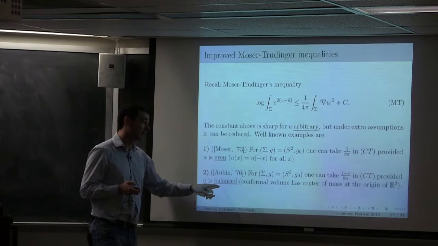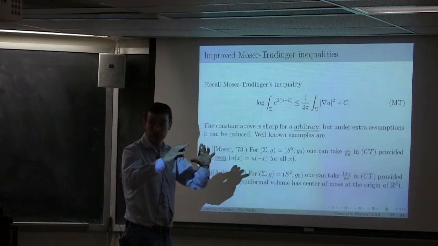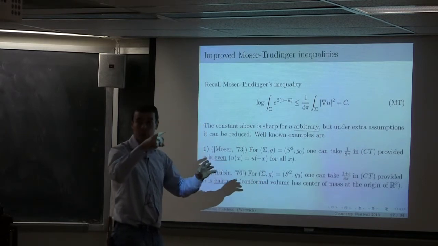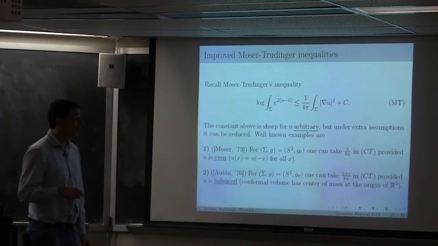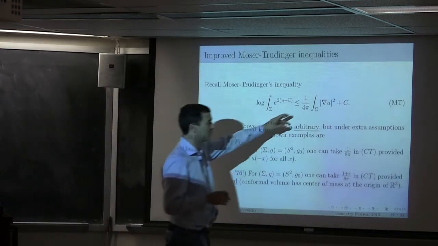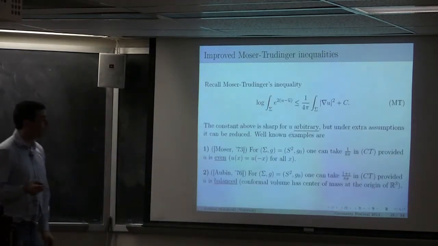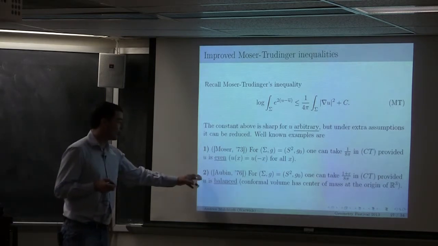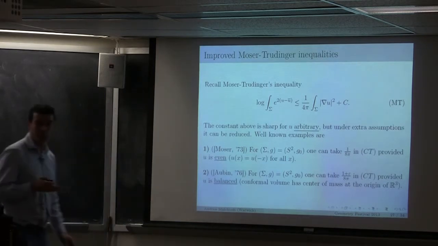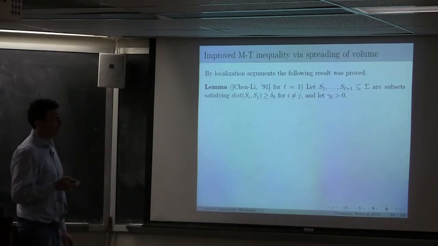So what does this mean? That if you embed the sphere into R^3, and you look at the conformal volume given by u, which is e to the 2u, then the center of mass has to be at the origin of R^3. So this is another case in which you can push down the constant here. All right, so this theorem actually relies on a more general principle, which was exploited by Chen and Li, basically by localizing the Moser-Trudinger inequality.